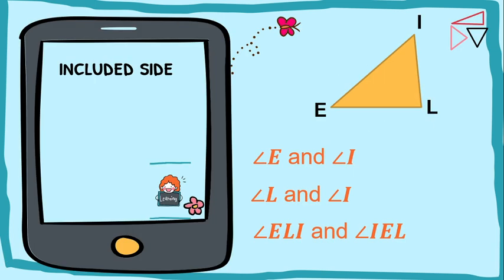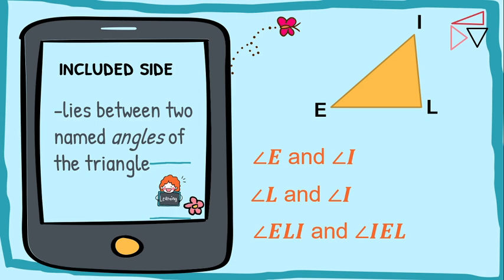Now, let's proceed to the included side. This time, it lies between two named angles of the triangle. So, the given now are the two angles and we're now going to find the included side. So, ito naman yung nasa gitna ngayon. Side naman nasa gitna ng dalawang angles. Let's have an example. Take a look at this triangle. We have triangle IEL. First given is angle E and angle I. So, this is angle E.